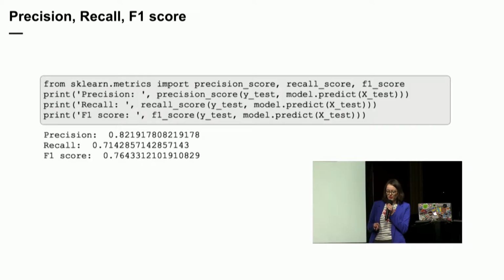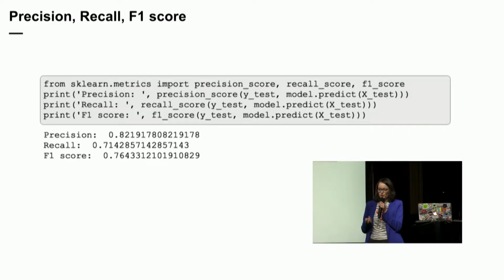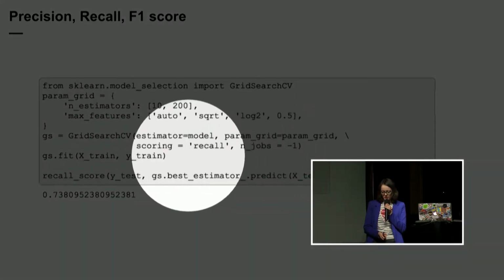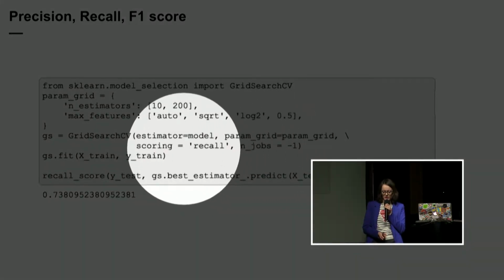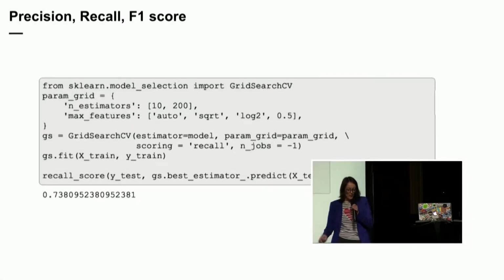Unlike a confusion matrix, precision, recall, and F1 score are all just numbers that you can compare. You can get them with scikit-learn metrics, for example. And you can use them already to compare different models. For example, if you are doing a grid search and you go through some parameters, you can specify a scoring parameter. For example, in this case, it is recall, and you're going to get an estimator that gives you the best recall out of all of those models that you went through.